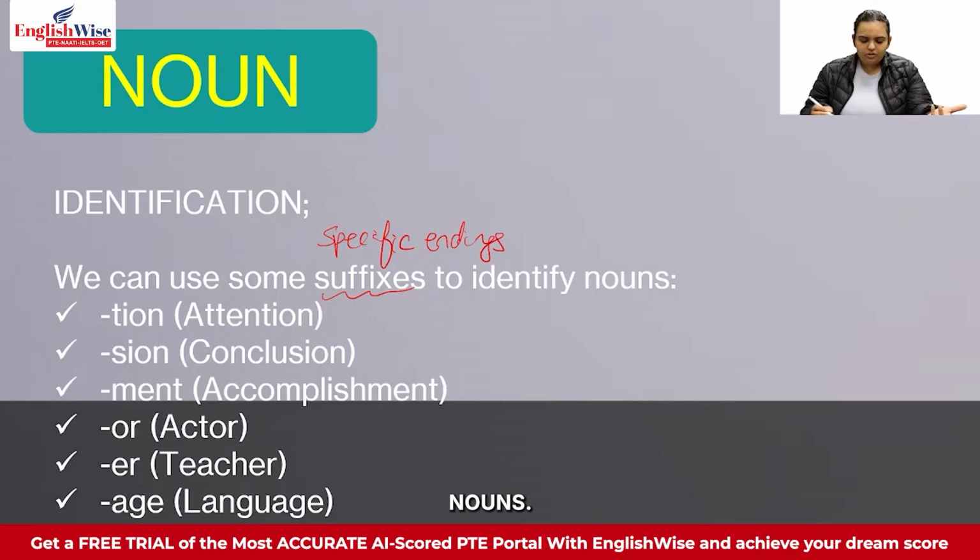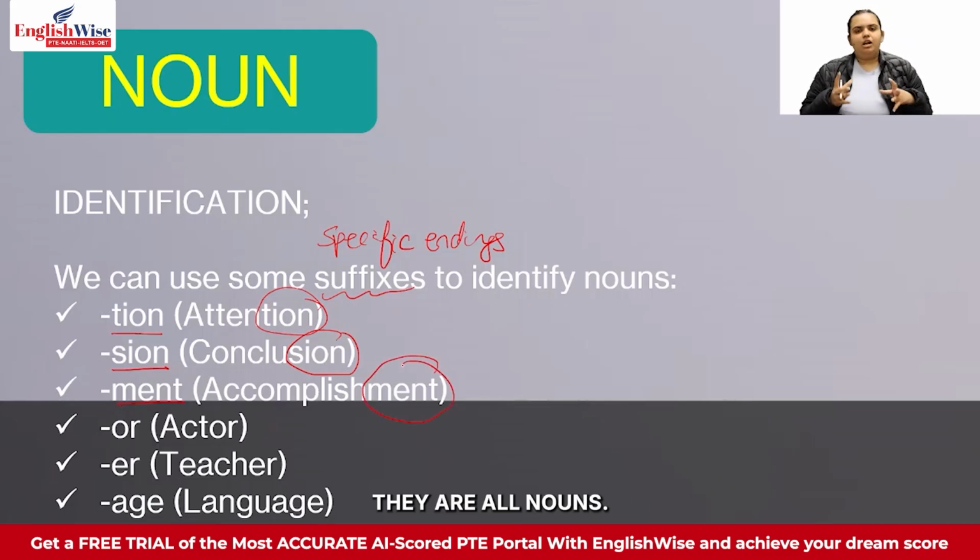Now let us look at this list of suffixes that I have prepared to understand which of them belong to nouns. When you talk about TION, let's say attention, attention is a noun. SION, let's say conclusion, is a noun. MENT, let's say accomplishment or achievement, are all nouns. OR, like actor or orator, are all nouns. ER, like teacher, preacher, are all nouns. AGE, like language, carriage, baggage, are also nouns.